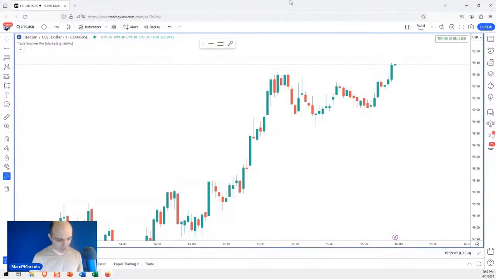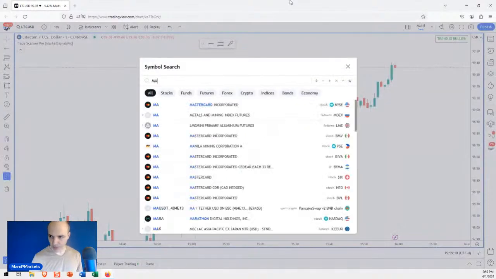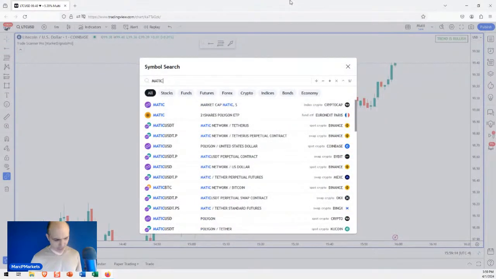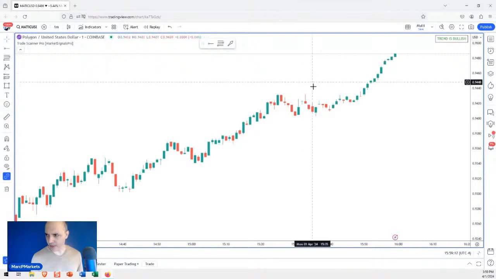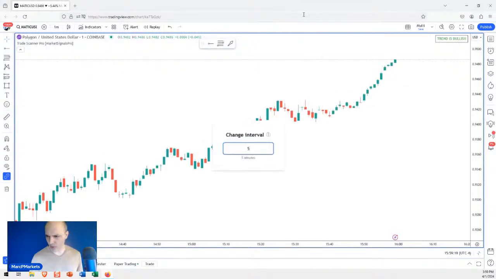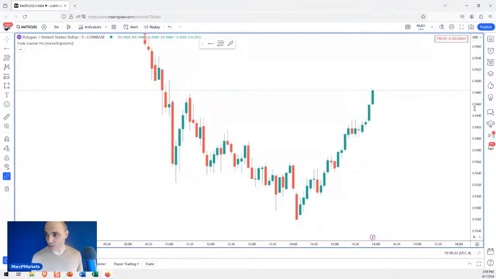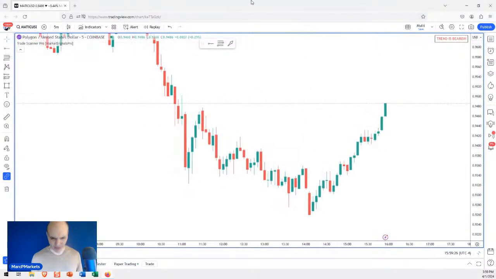How about something like, let's see what Matic looks like. Right. We looked at Matic before. Matic was a nice trade of the week. What does Matic look like here? Anything? All these things are reversing. Right. All these things are bullish right now on the smaller time frame. The 5 minute is still bearish on Matic, interestingly enough.